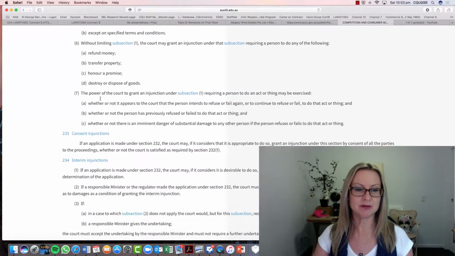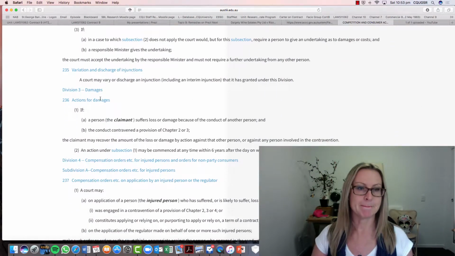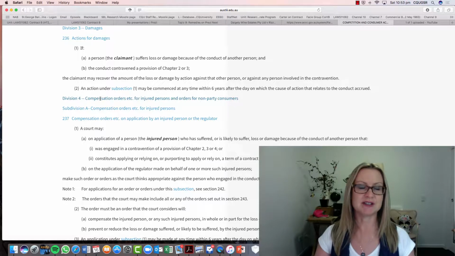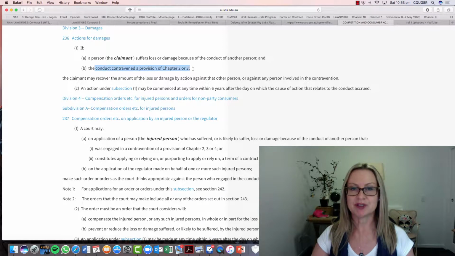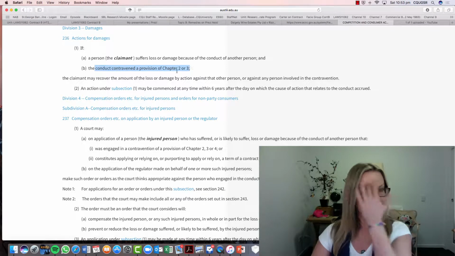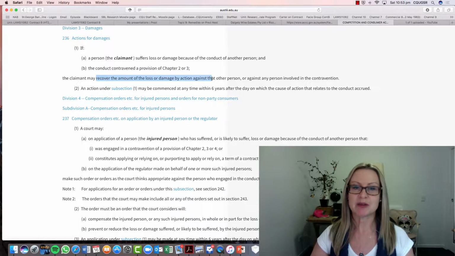Then if we skip down to section 236, we have our old friend provision for damages. So if a person suffers loss or damage because of the conduct of somebody else, and the conduct was a breach of chapter 2, so section 18, the claimant can recover the amount of the loss or damage by action against that other person or any other person involved, again bringing in that accessorial liability. Okay, so there's your basic damages provision there.